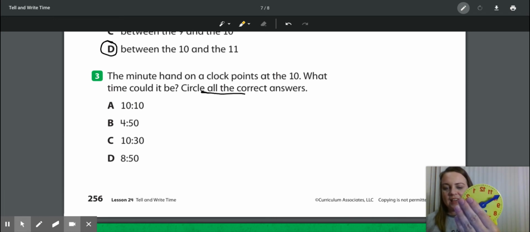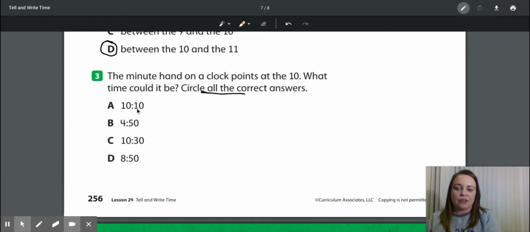A, 10:10. Remember, my minutes come after the colon. These 2 dots, that's the colon. My minutes come after it. So A, 10:10. Remember, we're looking for 50. B, 4:50. C, 10:30. D, 8:50. There are 2 correct answers. See if you can get them.